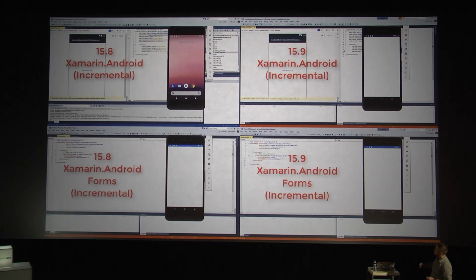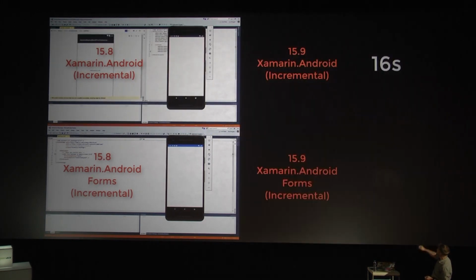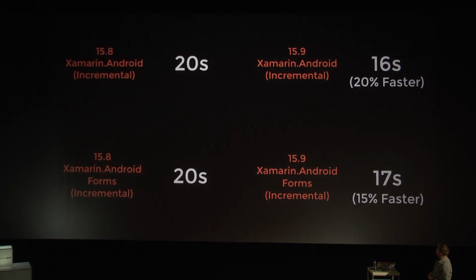And we're counting from the time you pressed run to the time that it actually starts on your device. Okay? So in this case, for that particular application, that's not the Smart Hotel application. That's a blank app, right? So on 15.8, it started in 20 seconds, 16 seconds over here. Very similar for Xamarin Android on Forms. So we're saving 20% there, 15% here, and we've got a lot more work to do.